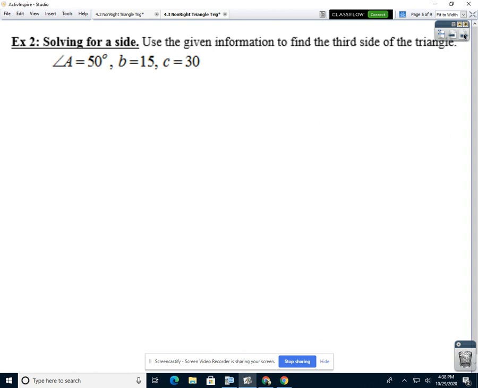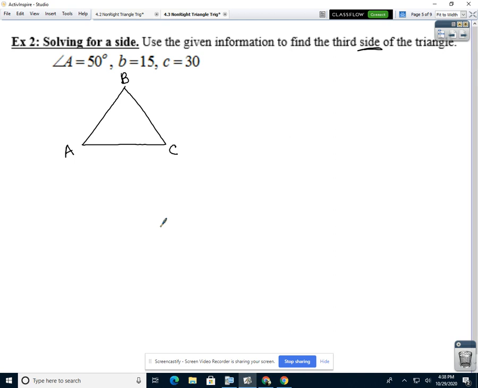Sample 2, take a deep breath. Use the given information to find the third side of the triangle. So again, I'm going to take a look. I'm going to go ahead and sketch out a little diagram here. I'm going to go ahead and just label. Again, I usually label the same way every time. It's just how I am. It's just what I do.